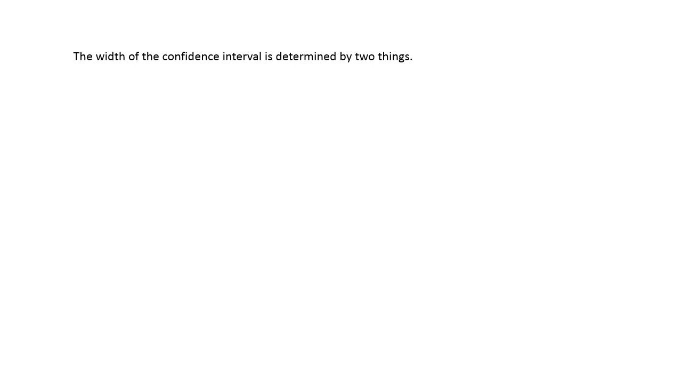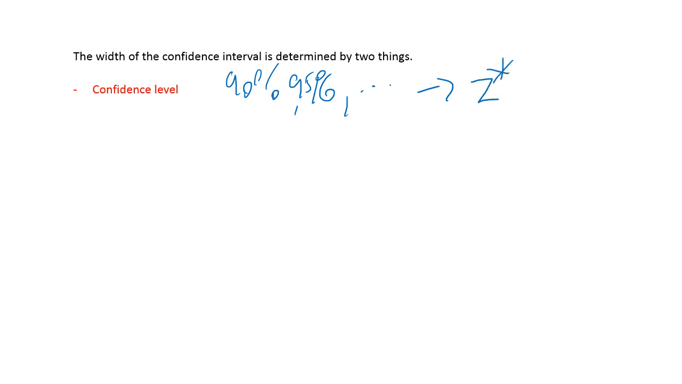Okay, now we are finishing up the confidence interval PowerPoint. The width of the confidence interval is always determined by two things. The confidence level, which is 90%, 95%, and so on. And that's what gives us our Z that we're going to use. So the bigger the confidence level, the bigger the Z, the wider the level.